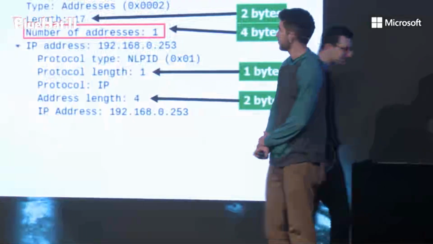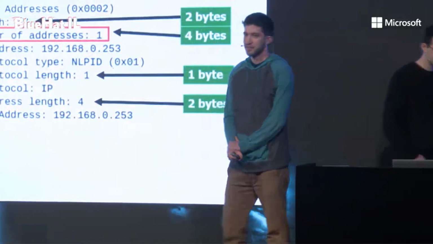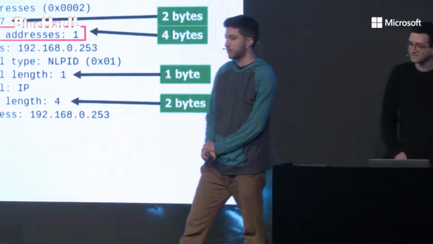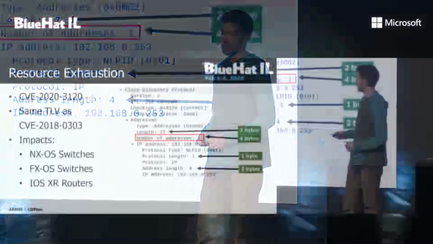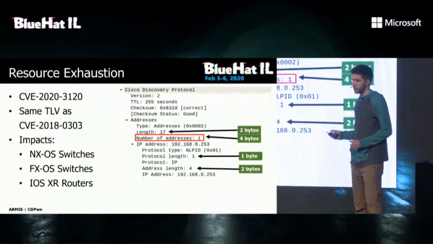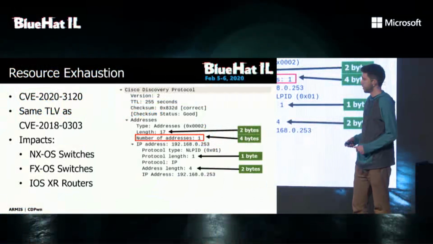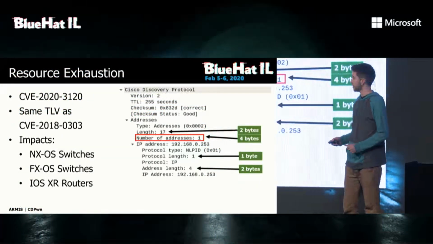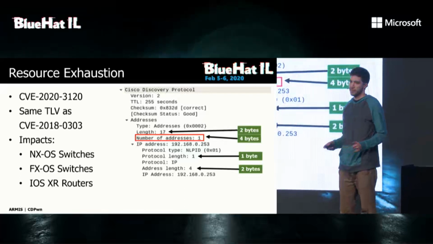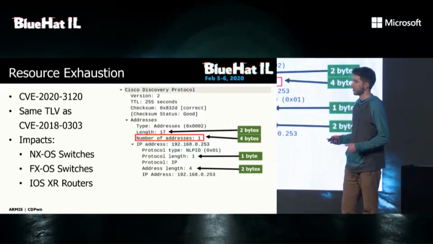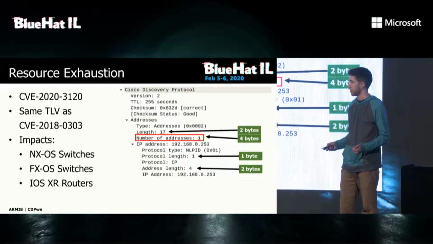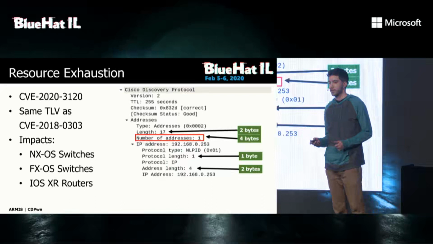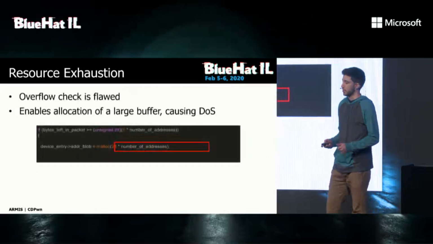Okay, so let's dive into some 0 days. So the first one is actually in the same TLV as we've just seen the issue with. It's got to do with the number of addresses field. As we said, it's 4 bytes long. This doesn't make a lot of sense because not only can a packet not be that big, but the system is actually 32-bit, so the entire memory cannot hold so many addresses. So let's see what the issue is here.